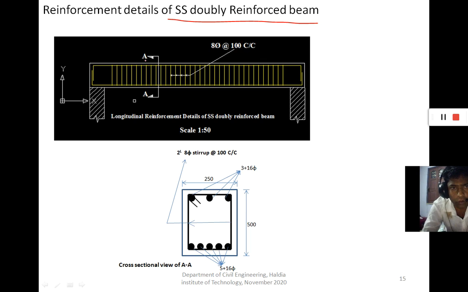Now the spacing of the stirrup is 100. 90° bends are used. Cross sectional view. Here you see that at bottom 5 numbers 16.5 are used, and at top 3 numbers 16 bars are used, and the bar is anchored. The stirrups are around the main bars, and anchored in the compression zone. Okay, so the sagging bending moment takes place.